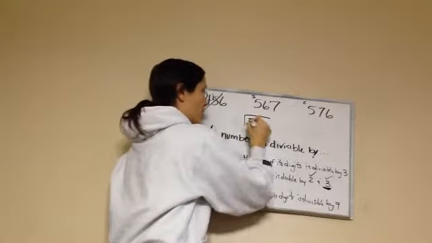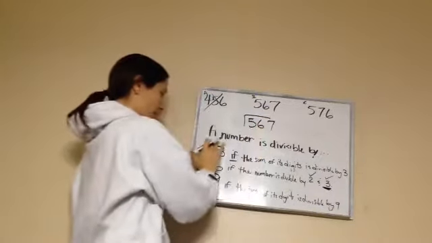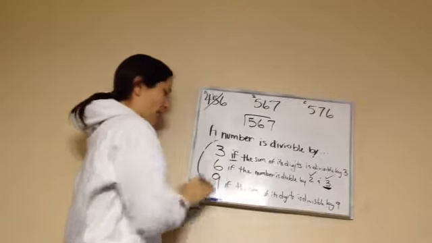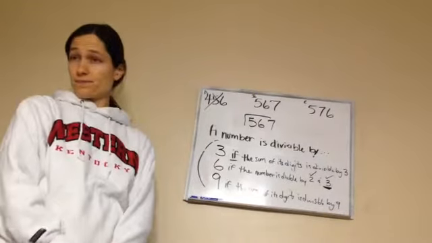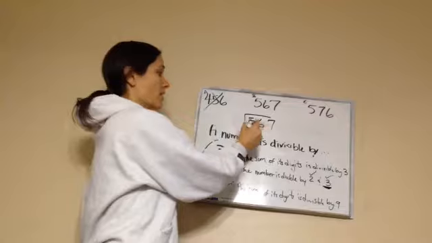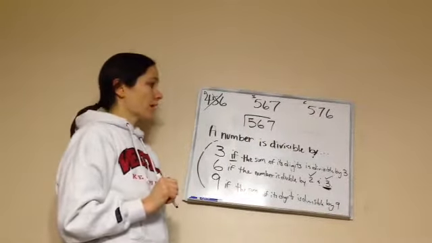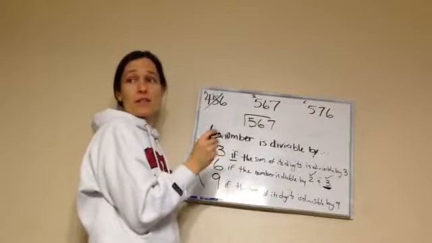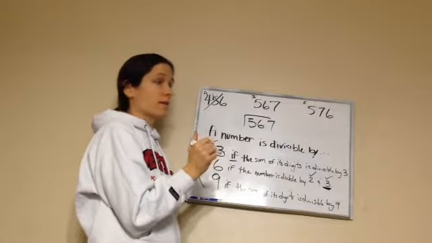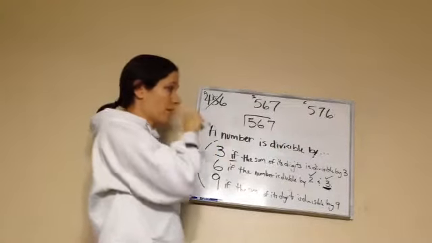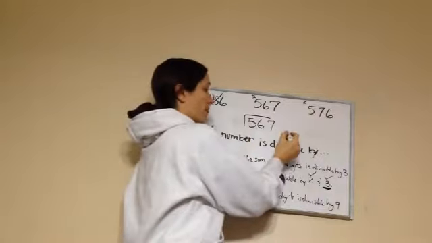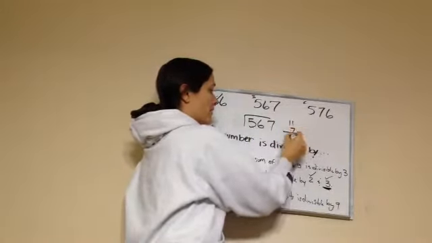All right, new number, 567. Okay. Is it divisible by 3? What do I do to figure it out? Add them all up. Okay, so 5 plus 6? 11. And then 11 plus 7? 18.